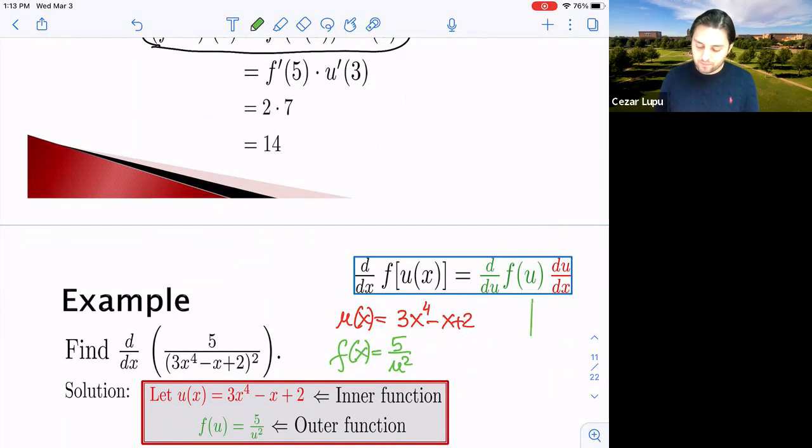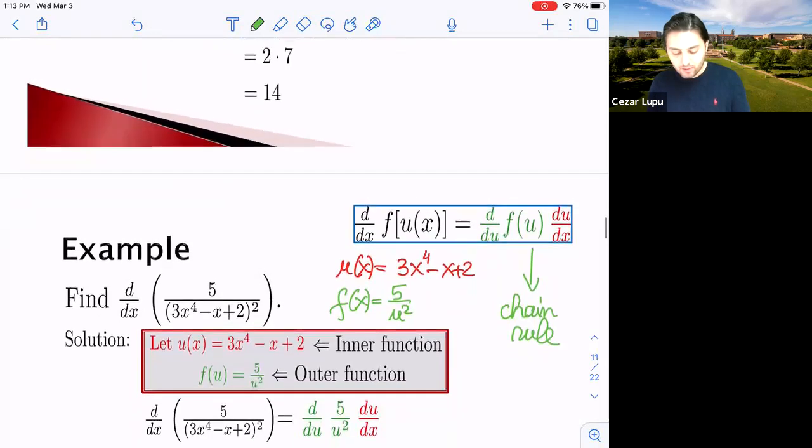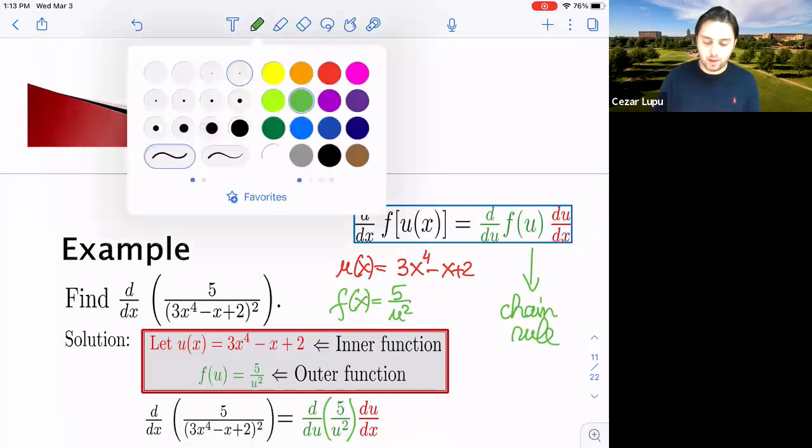Look at this guy here. The chain rule. So what do we need to know? We need to know the derivative of f with respect to u, pay attention, and also we need to find the derivative of u with respect to x. So by identifying these two, the inner and the outer functions, it is the derivative of 5 over u squared with respect to u, right? That's the outer function. And now we would like to times the derivative of u with respect to x. And that will be the inner function.